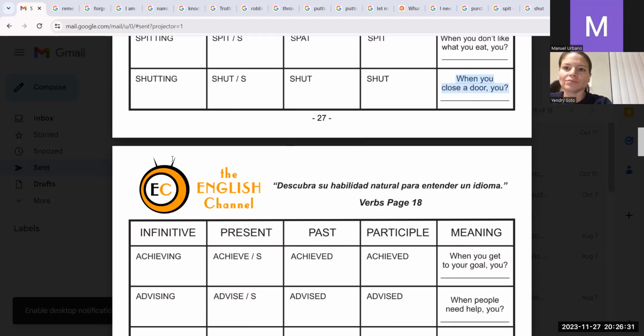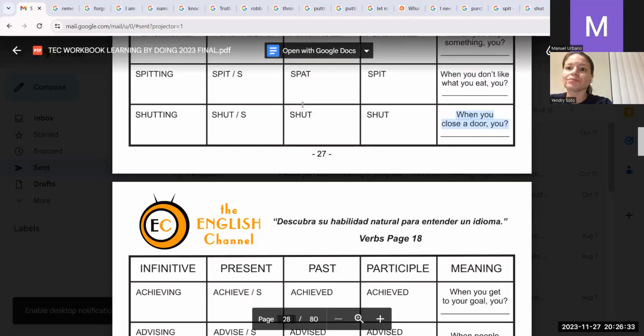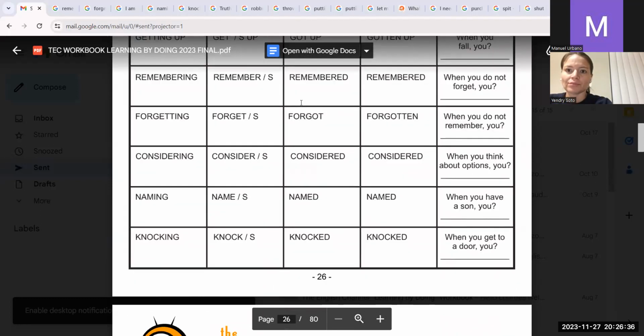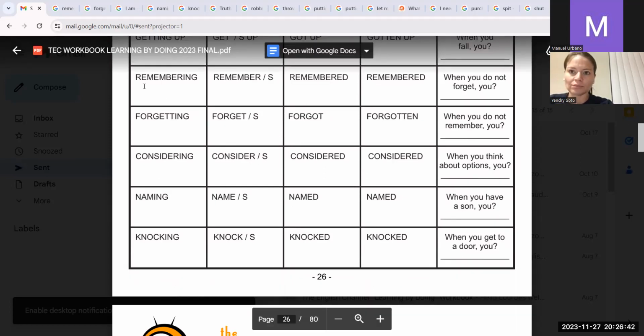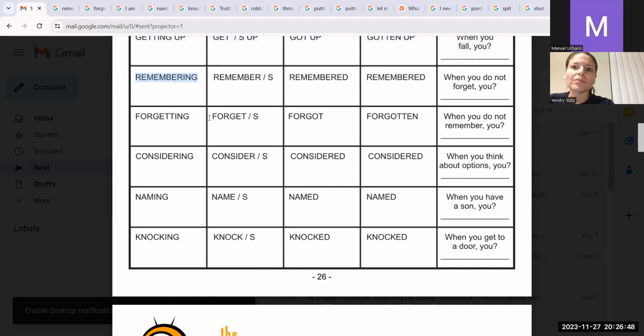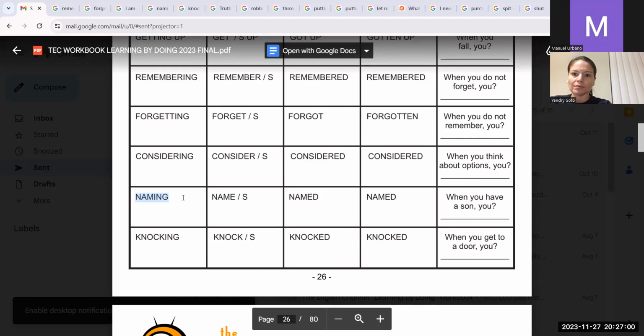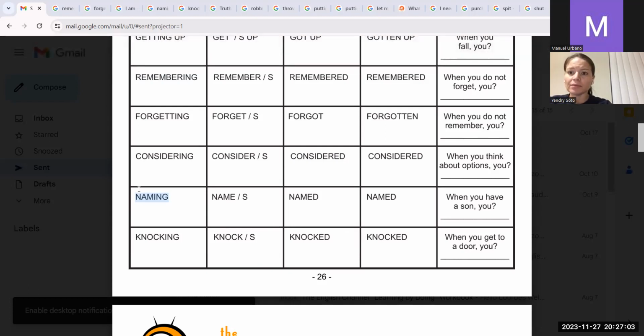Okay? So let's practice a little bit what we've learned today, what we remind ourselves today. Que ya sabías la mayoría de estos. You already know this. Let's just practice. Please repeat: remembering, forget, consider, naming, mean, naming. Yeah, naming. All right, good.